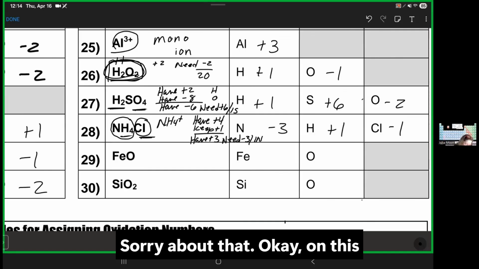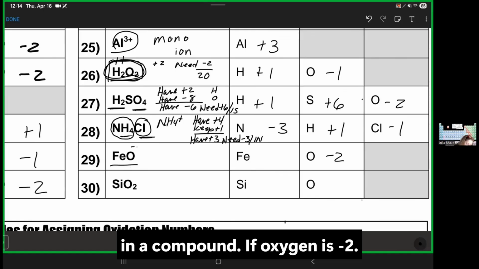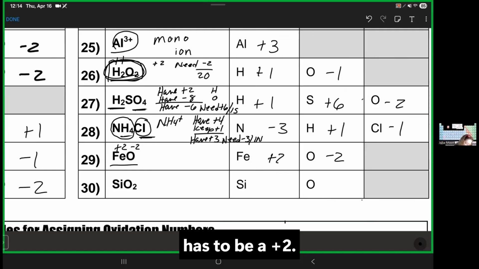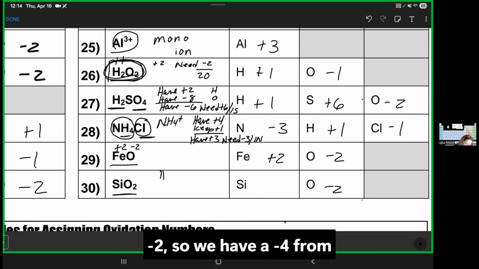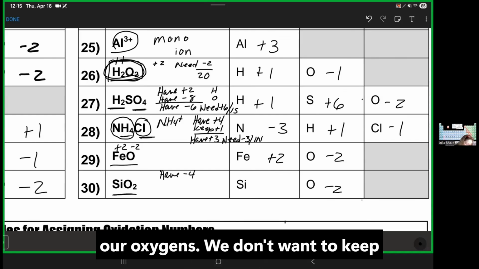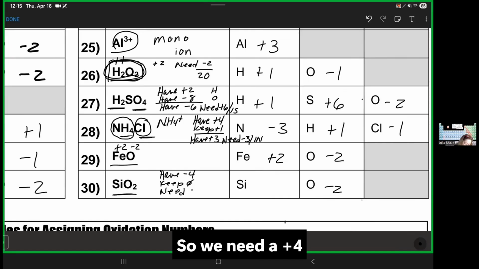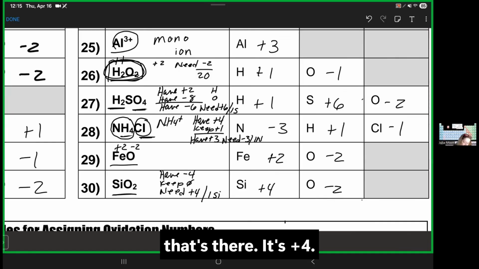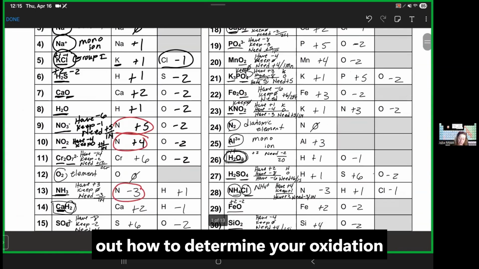Sorry about that. On this one, oxygen we know is -2 in a compound. If oxygen is -2 for that whole thing to equal 0, iron has to be a +2. For this one, we know oxygen is -2. So we have a -4 from our oxygens. We don't want to keep any of them. So we need a +4 divided by the 1 silicon that's there. It's +4. I hope that helped you figure out how to determine your oxidation numbers.